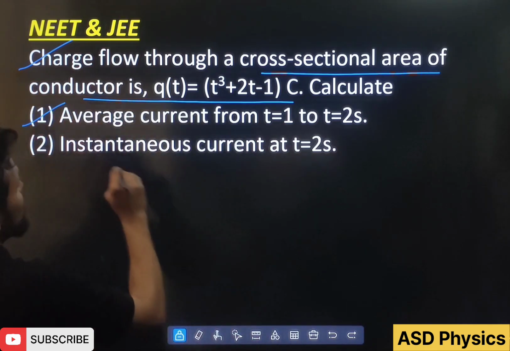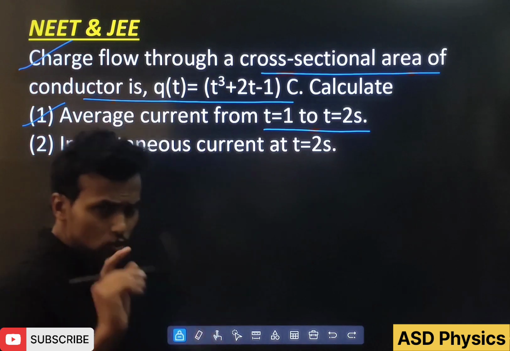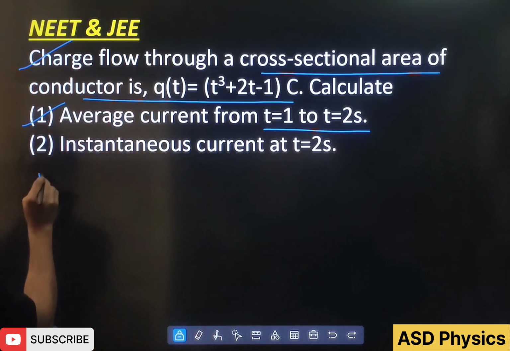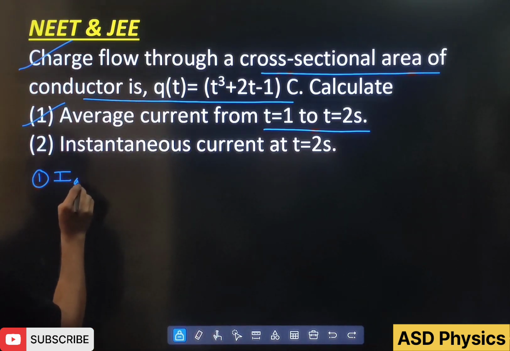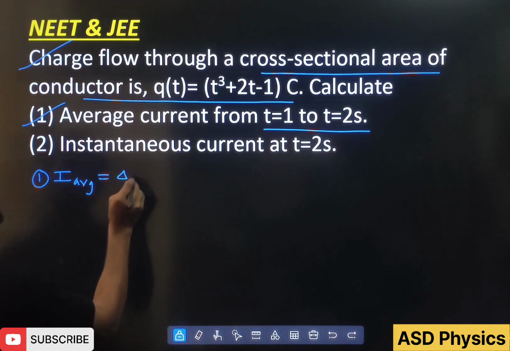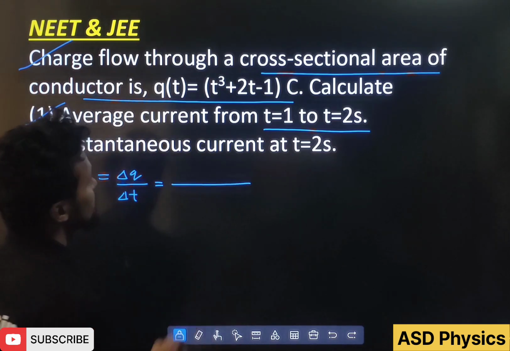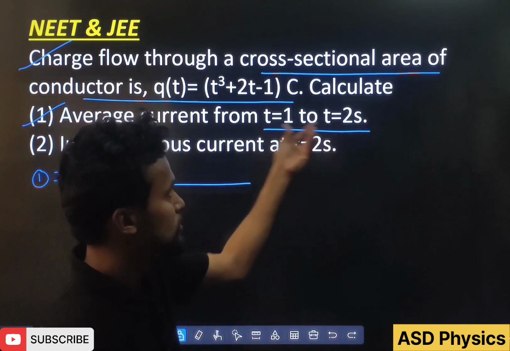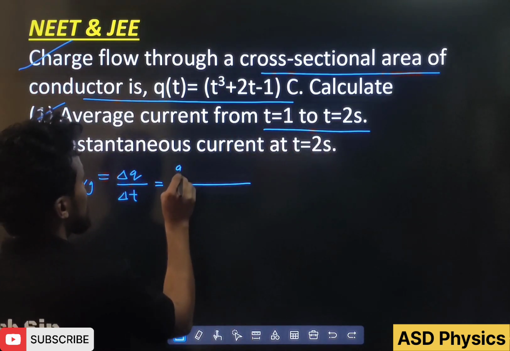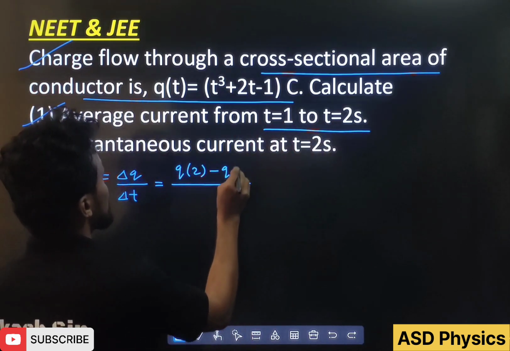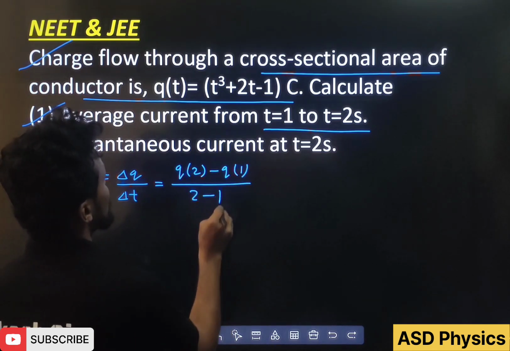Calculate average current from t equal to 1 to t equal to 2 seconds. Okay, so first let's go to the average current. Students, this average current is given by the formula delta Q by delta T. But remember that here when we are solving the numerical, final time is 2 seconds, initial time is 1 second. So directly we can write Q2 minus Q1 by 2 minus 1.